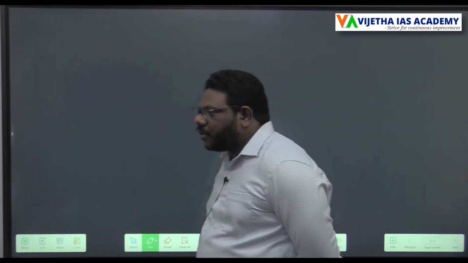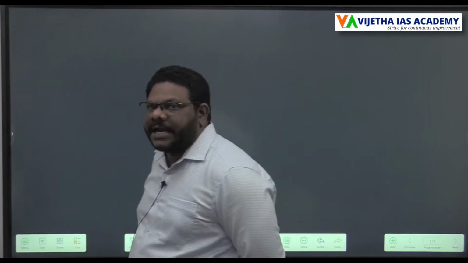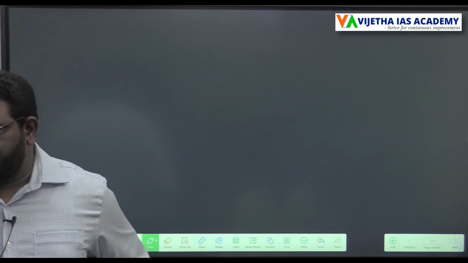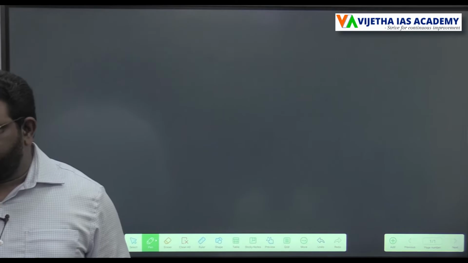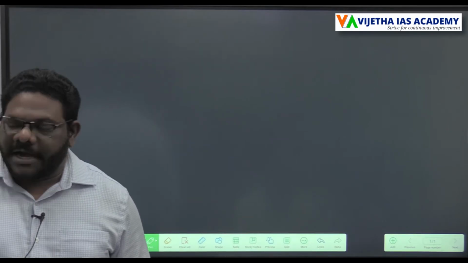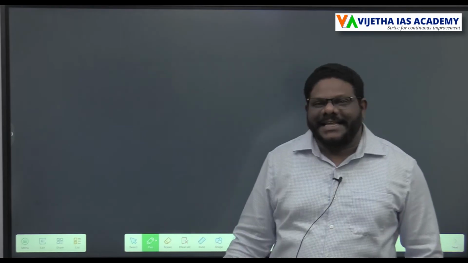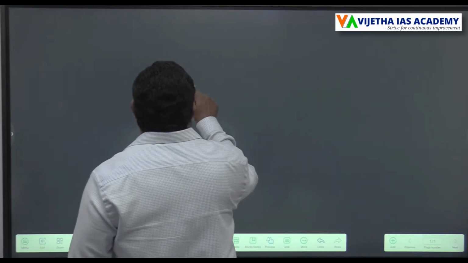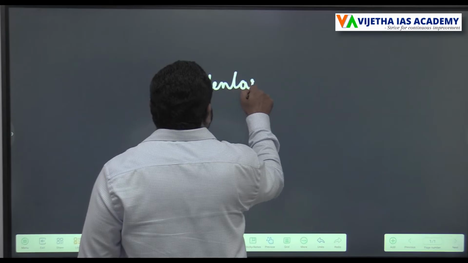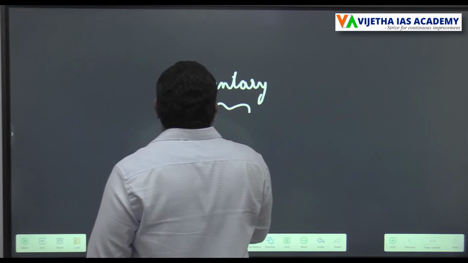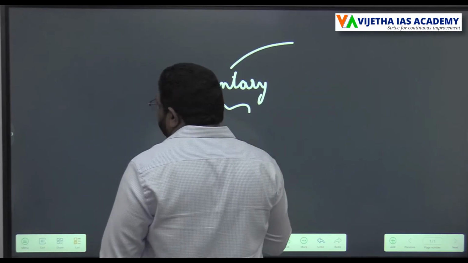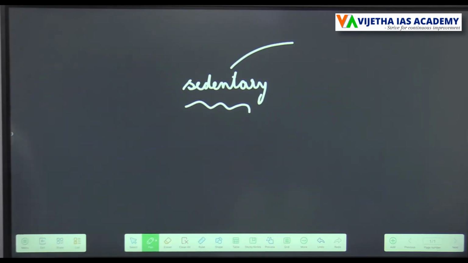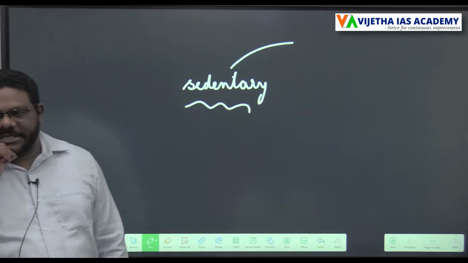Some important societal features include low to moderate population density. Number 2, low to moderate community size. Sedentary, that means they settle at one place, but may move out of that place after some time. Opposite of nomadic is sedentary, that means settling at one place, but after some time they move out of that place. So usually sedentary but move out of that place after some time.